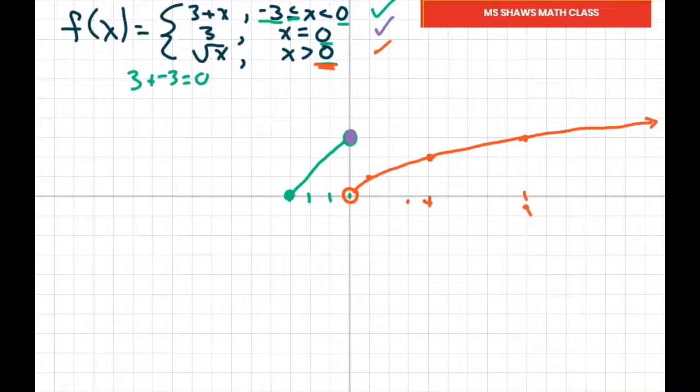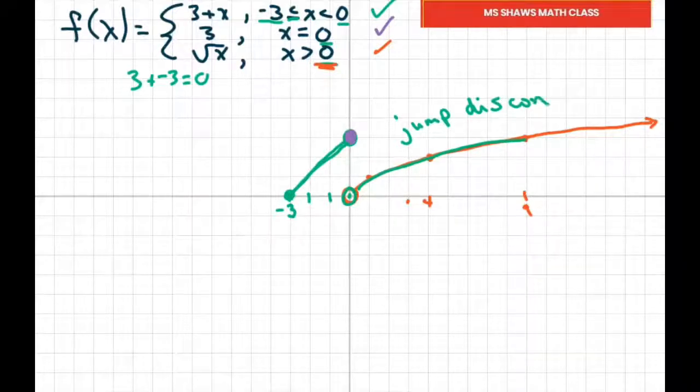Now, if you notice, this is why condition 2 failed. You can start drawing from -3 here, but then you have to jump down here to graph the second piece. So it's discontinuous. This is called a jump discontinuity. All right, it's a long word. So that's why condition 2 failed.